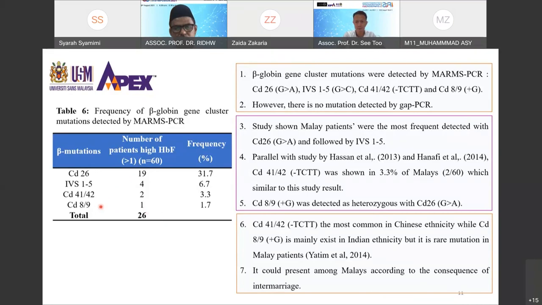Interestingly, our results for CD41/42 in the Malay patients are similar with the study by Hassan et al. 2013 and also Hanafi et al. 2014. Basically, CD89 in this result shows as heterozygous with CD26, but it is a rare mutation in Malay patients. However, CD89 mainly exists in the Indian ethnicity, which is included in our Malaysian population. CD41/42 is the most common in Chinese, but it is also present in Malay patients. So why can this occur? Maybe it is because of the consequence of intermarriage between Malay, Indian, and also Chinese.